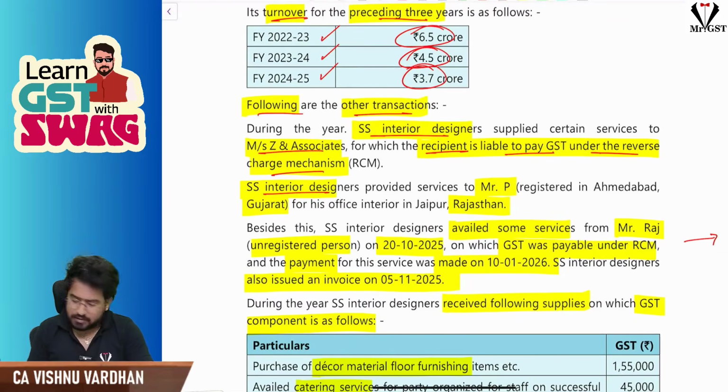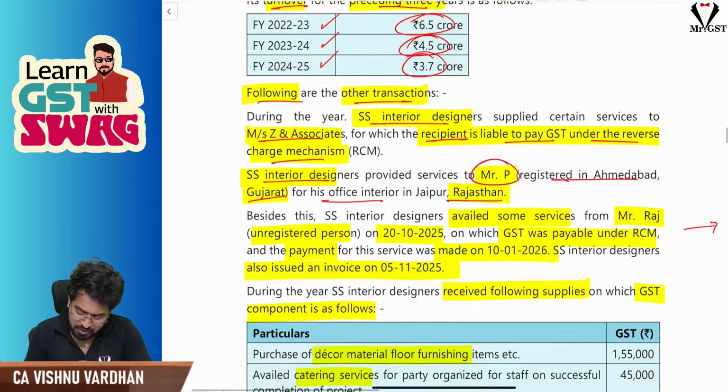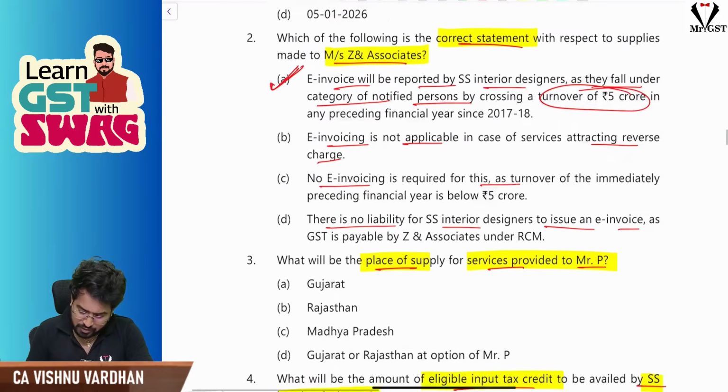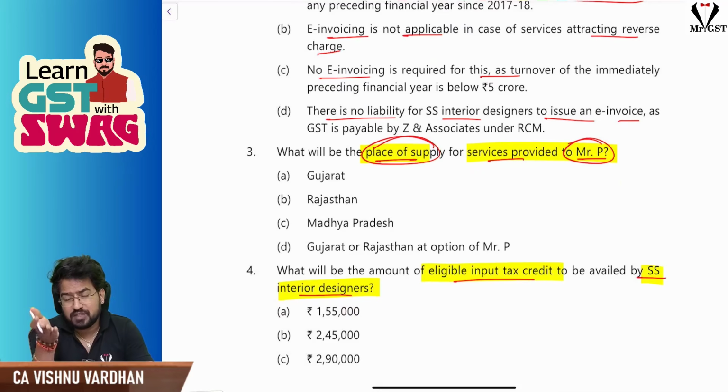SS Interior Designers provided services to Mr. P, Ahmedabad, registered in Gujarat, for his office interior in Jaipur, Rajasthan. There is something, Mr. P, there is place of supply, I guess, question. The question is regarding place of supply to Mr. P. Interior designing services to an office, immovable property, located in Rajasthan. So, place of supply is nothing but location of immovable property.